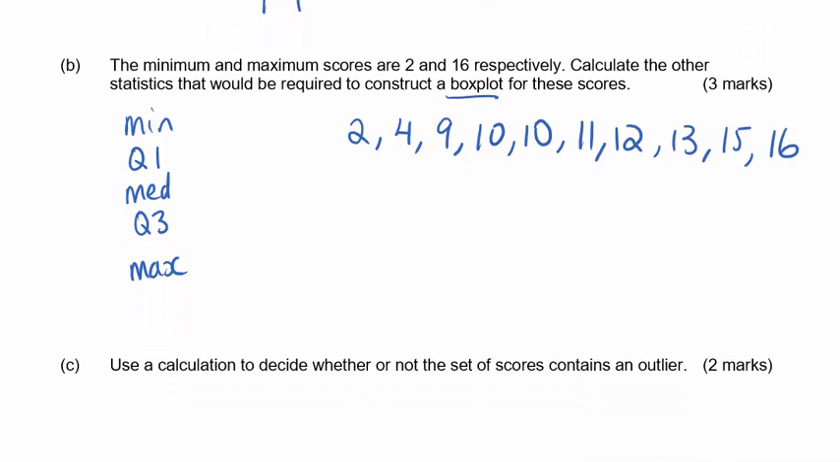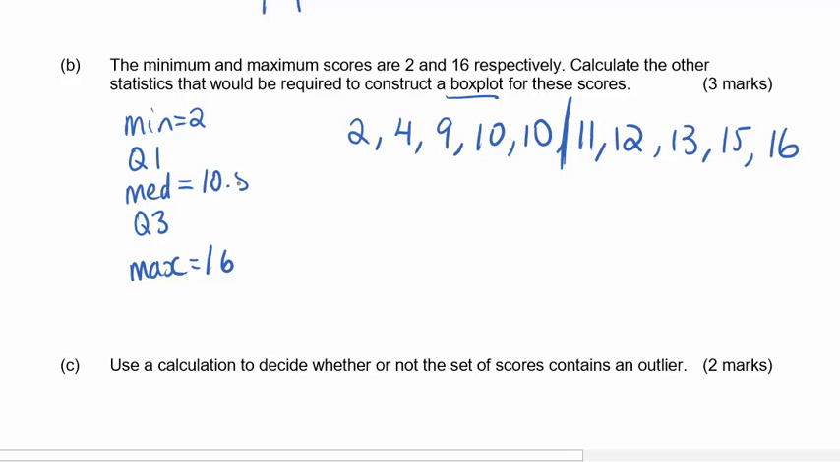So our minimum is 2, our maximum is 16. They're the nice easy ones. Now we need to find our median, is the next one that we find. So counting into the middle, we're going to sit in the middle here. So that's halfway between 10 and 11, which is 10.5.